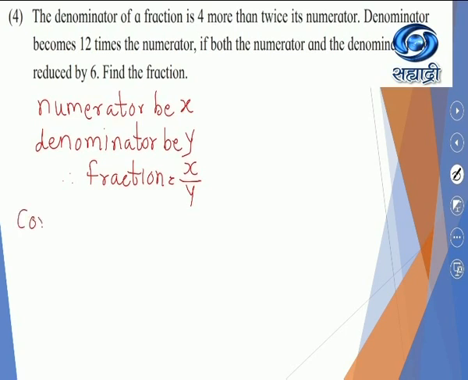Now read the first condition that is given. Condition 1 is simply denominator of a fraction is 4 more than twice its numerator. So it is y equal to 2x plus 4. 4 more is the statement. So we can write it as y is equal to 2x plus 4. Now we can convert this in the regular format and we get it as 2x minus y equal to minus 4. Okay. Now this is equation 1.